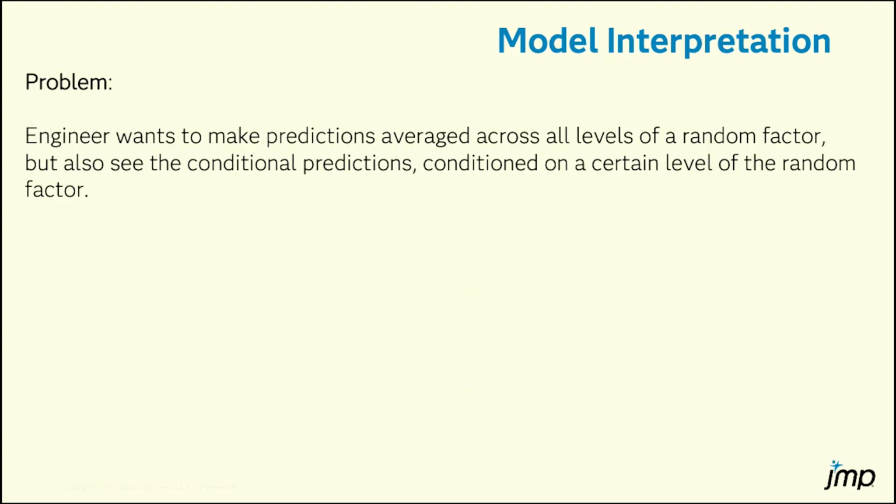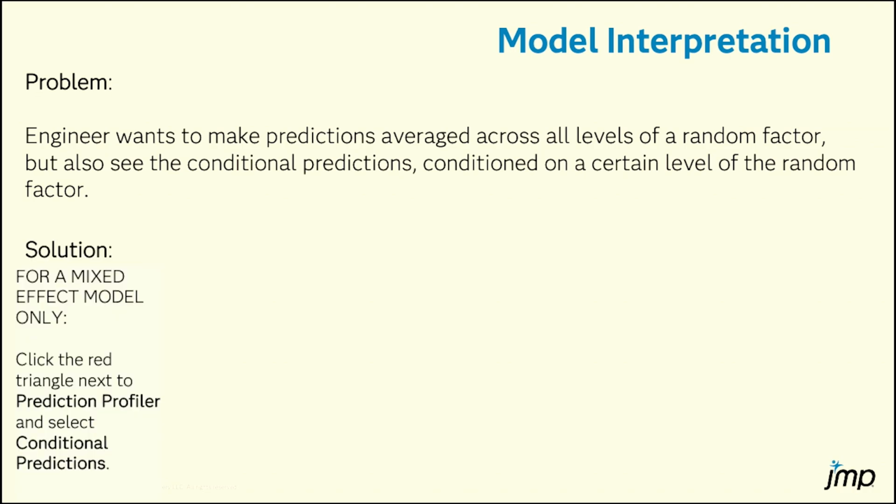So when we're in this scenario where we have a random factor, we can still get the profiler just like we always do, but now what do we do about that random factor? Statistically, there's a lot of complication about this. Now we can get something called the conditional predictions, conditioned on a certain level of the random factor. That sounds much harder than it is. It's just a red triangle click called conditional predictions that will only show up when you have a mixed model.